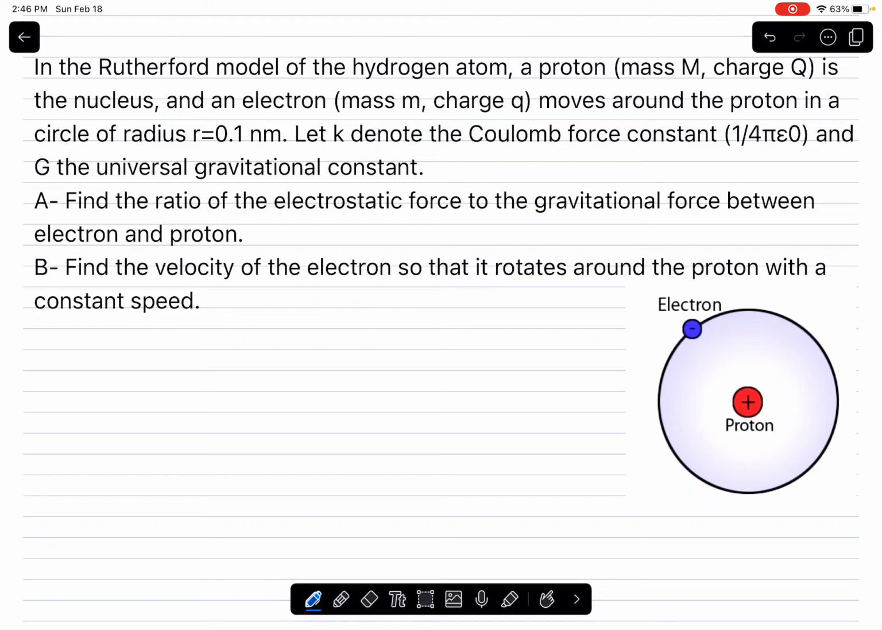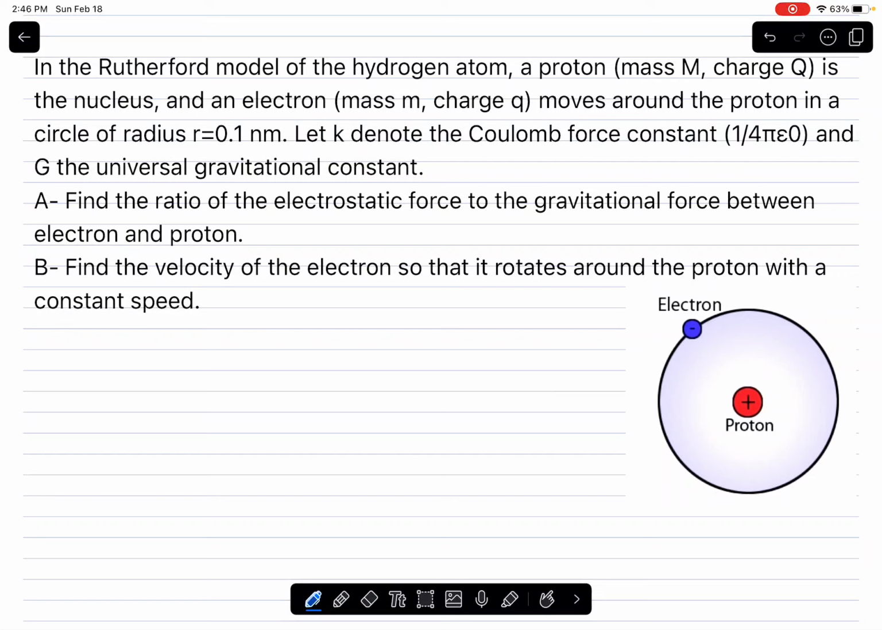We're given K is the Coulomb force constant, which is 1 over 4 pi epsilon 0, and G is the universal gravitational constant. The question is to find the ratio of the electrostatic force to the gravitational force between the electron and the proton, and then we want to find the velocity of the electron so that it rotates around the proton with a constant speed.